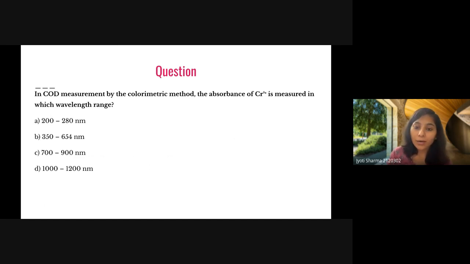Okay, so another method by which we can measure COD is the colorimetric method, and here we are using a spectrophotometer, right? And we have to see the absorbance of chromium, and that we have to measure at a particular wavelength. So, can you tell me the wavelength that will be absorbed by chromium, and that's how the intensity of the light will be reduced, and this will give you the concentration of your COD.